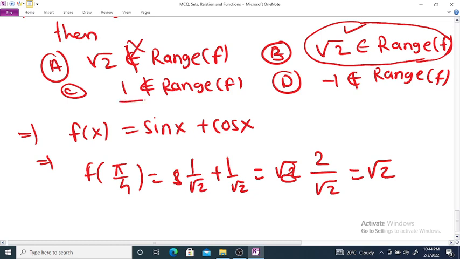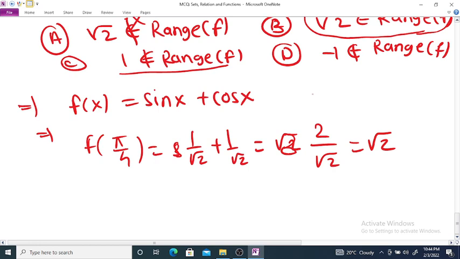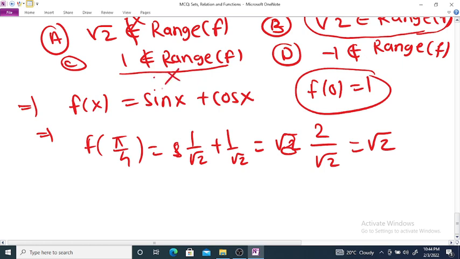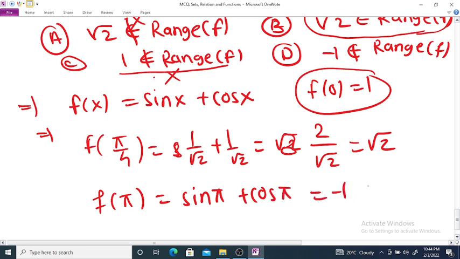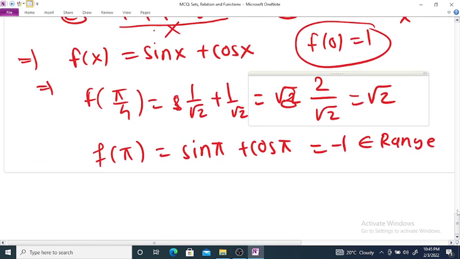Again, this is a false option: 1 does not belong to the range of f. It is false because if we take f of 0, then f of 0 is 1. So 1 belongs to the range of f, so this option is false. For -1, if we take f of pi, then sin pi is 0 and cos pi is -1. So -1 also lies in the range of f, and therefore this option is also wrong. So the correct option is that under root 2 lies in the range set of f for the given function.